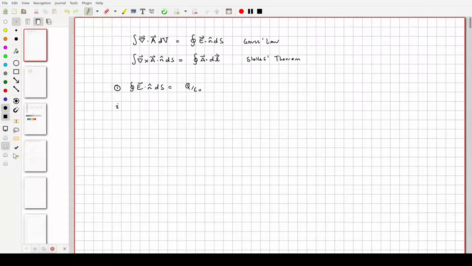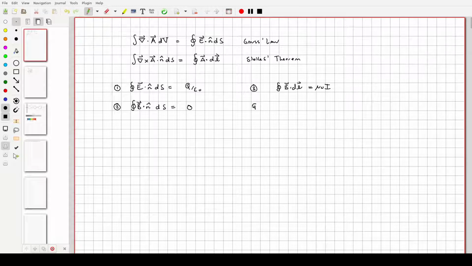Another one, which I'll call number 2, talked about the behavior of the magnetic field. That is, if you were to look at the magnetic field integrated over a closed surface, you get 0. The third one was in relationship to the magnetic field again. And it said that if you looked at the magnetic field over a closed loop, you get mu naught times I.